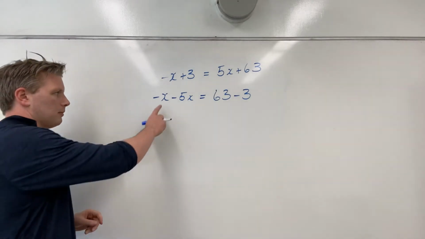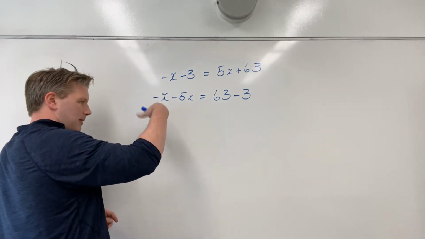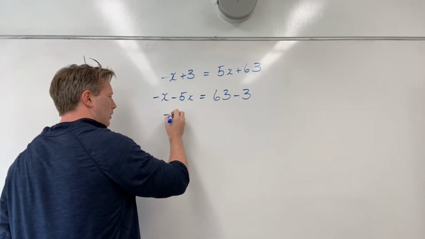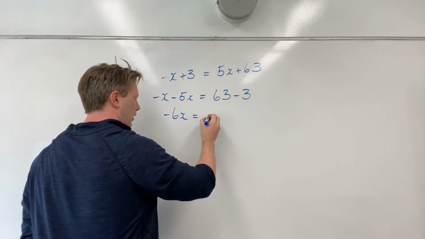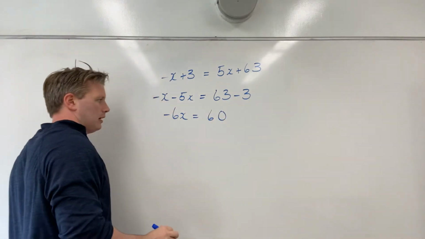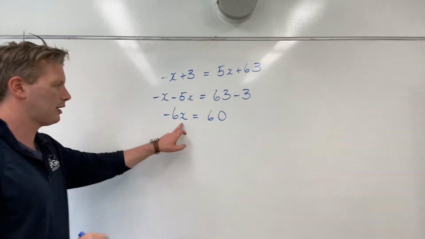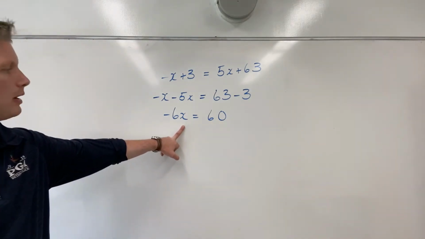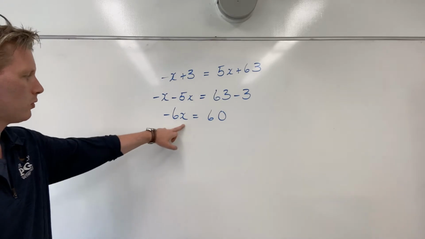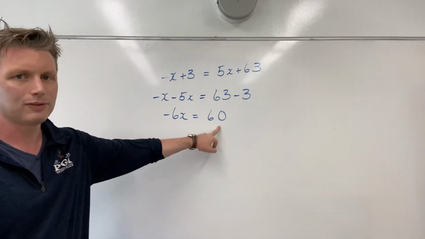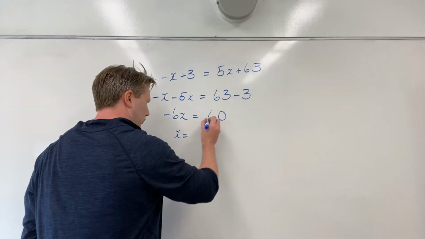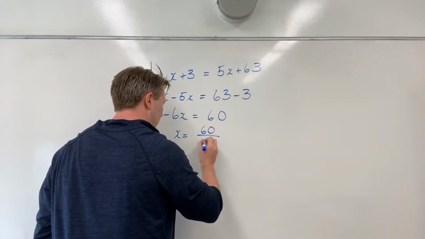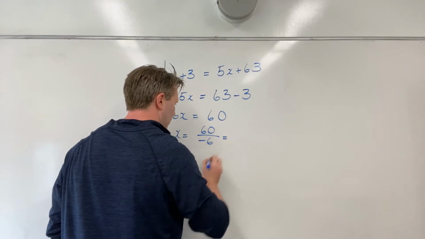And so bringing them together, I have x minus x is minus 1x minus 5x. It's minus 6x is equal to 63 minus 3 is 60. And so to get x by itself, I've seen this a few times now, I'm going to just simply divide this quantity by minus 6 and do the same to this side. And so I will get x is equal to 60 divided by minus 6.